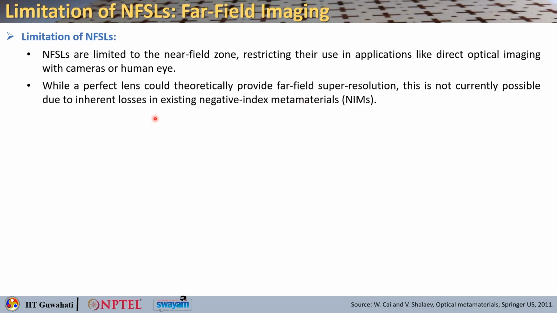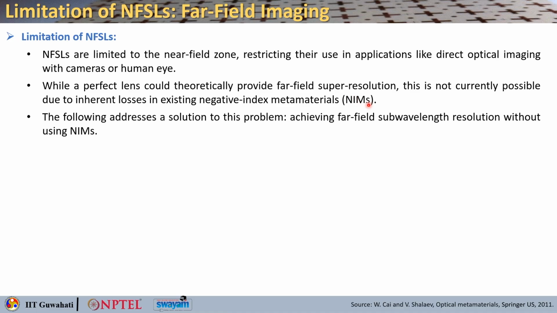So, while a perfect lens can theoretically provide far field super resolution, that is currently not possible due to the inherent losses that exist in the negative index metamaterials. We have discussed this also, because you need material to make those lenses and they are not lossless. So, the following addresses the solution to the problem: you can achieve far field sub-wavelength resolution without using the negative index material.